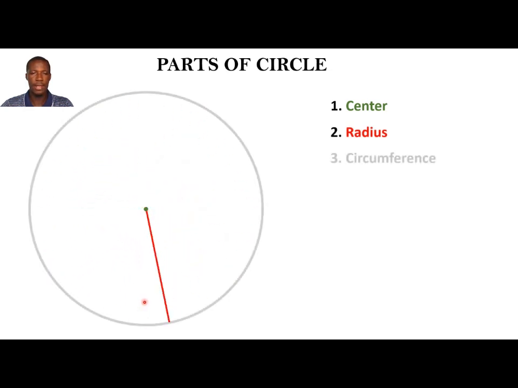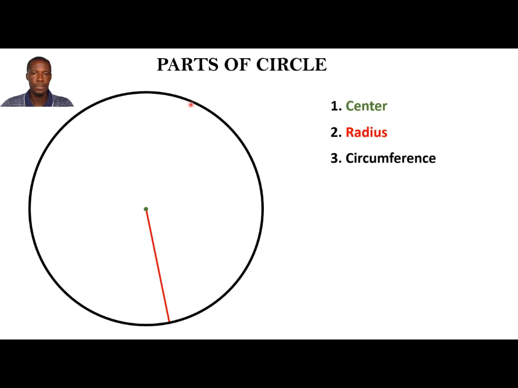Parts of a circle. A circle is made up of various parts. We have the center, we have the radius, and we have the circumference. The circumference is the locus of points equidistant from a fixed point. That fixed point is the center.